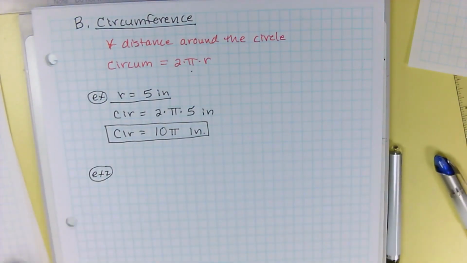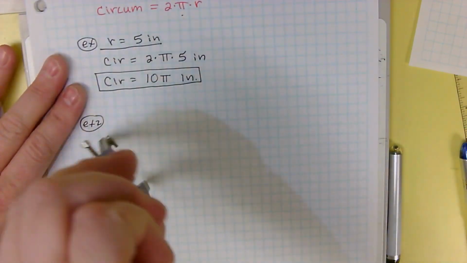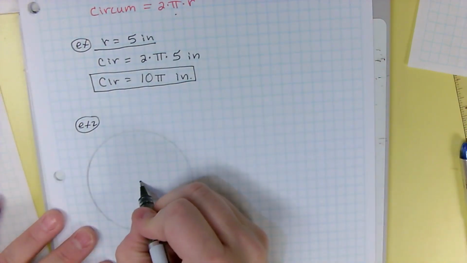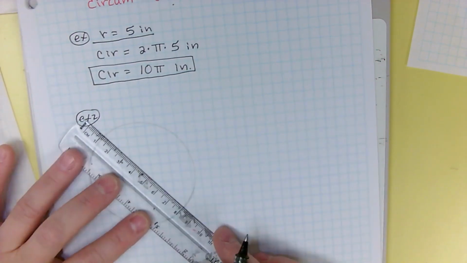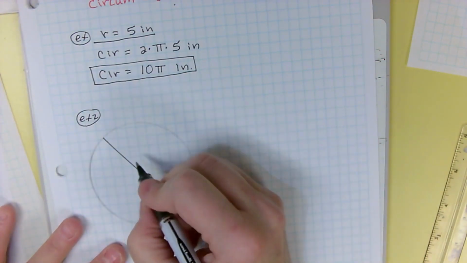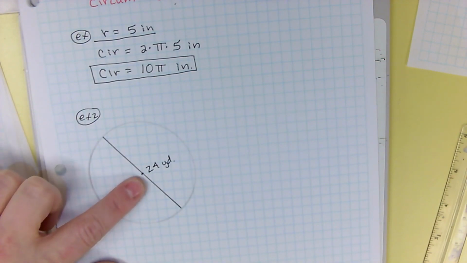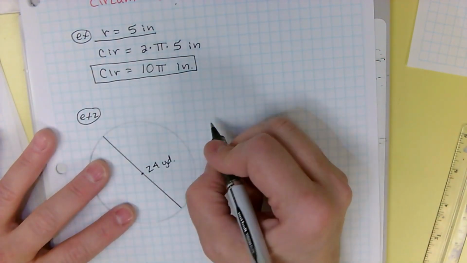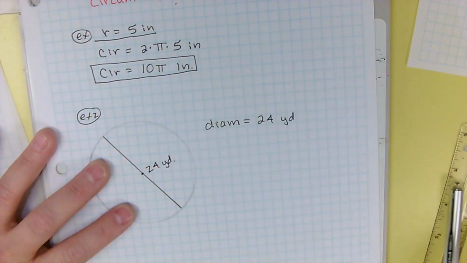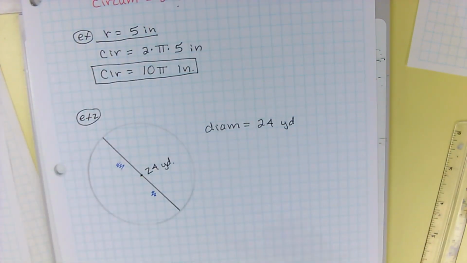All right, last example before we wrap this up. I'm going to draw a little circle over here. So some of your calculations are going to be done from a drawing. So this one says 24 yards. Now, because the 24 is in the middle of this segment, you know it's the diameter. So the diameter of my circle is 24 yards. If it was the radius, it would be here or here. And that's how you can tell the difference.